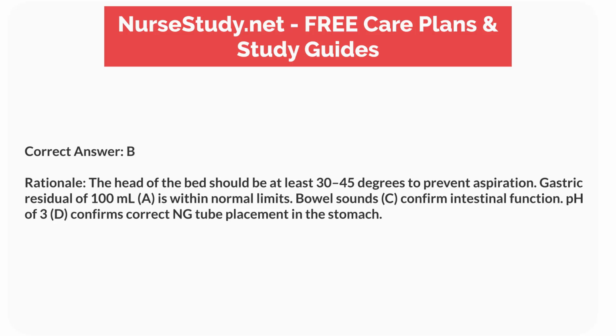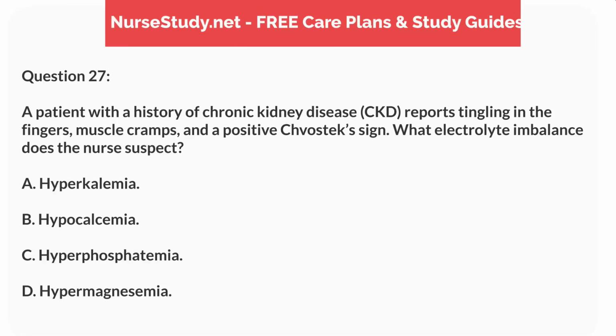Gastric residual of 100 milliliters, A, is within normal limits. Bowel sounds, C, confirm intestinal function. pH of 3, D, confirms correct NG tube placement in the stomach. Question 27. A patient with a history of chronic kidney disease, CKD, reports tingling in the fingers, muscle cramps, and a positive Chvostek sign. What electrolyte imbalance does the nurse suspect?